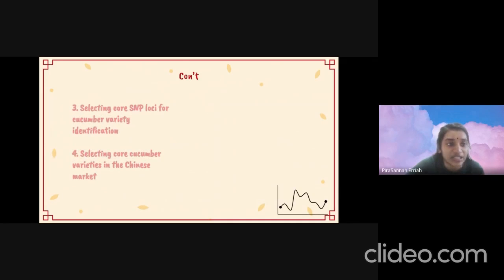Okay, next, the third and the fourth divisions. Let's see the third division: selecting core SNP loci for the cucumber variety identification. So here, they use two software analyses, which is a script in Perl. The script in Perl they use to screen out the minimal number of SNPs for differentiating the maximal number of cucumber varieties.